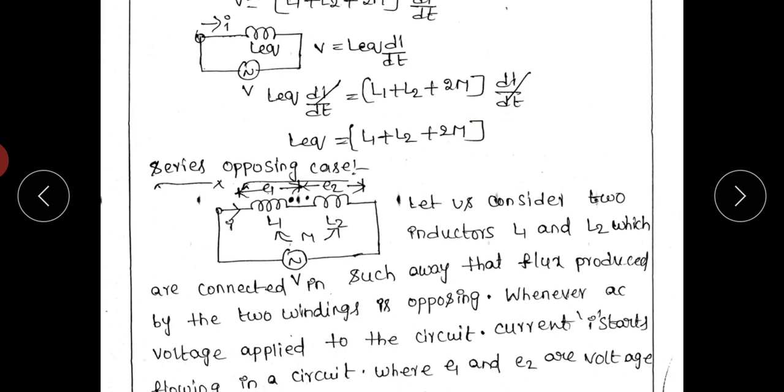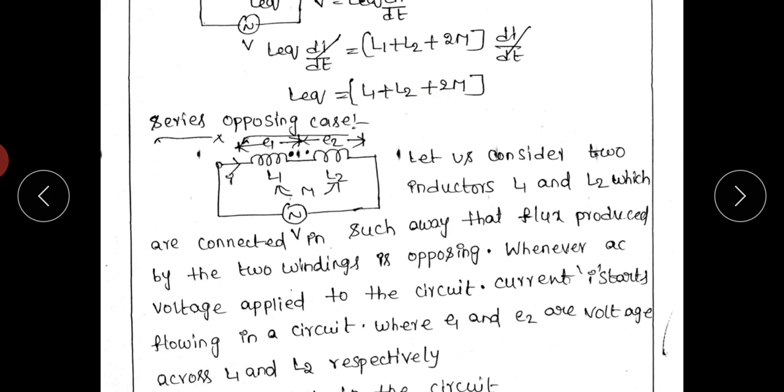So next, series opposing connection. Okay, here at the dot marks, the currents are entering into the coil. So here, see, in the first inductor the dot mark is here. So in the first inductor, from the second end the current is entering into the coil. Next, in the second inductor the dot mark is here. So from the first end the current is entering into the coil. So this connection is called series opposing connection.